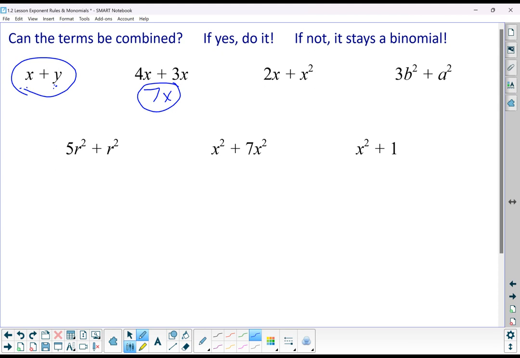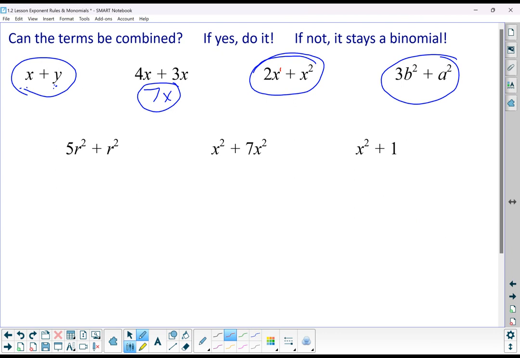Our next example has a 2x plus an x squared. They do have the same variable, but the powers are different. This one is power 1 and this one is power 2, so we can't combine them. They stay separate terms, and so we have a binomial answer. For the next example, we have 3b squared plus an a squared. Those are different variables. That means we can't combine them together. So this answer is a binomial.